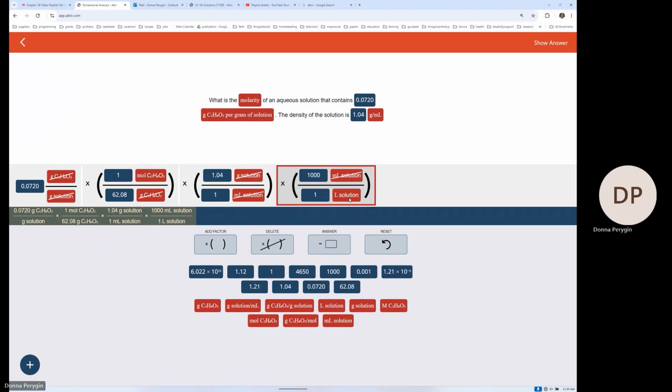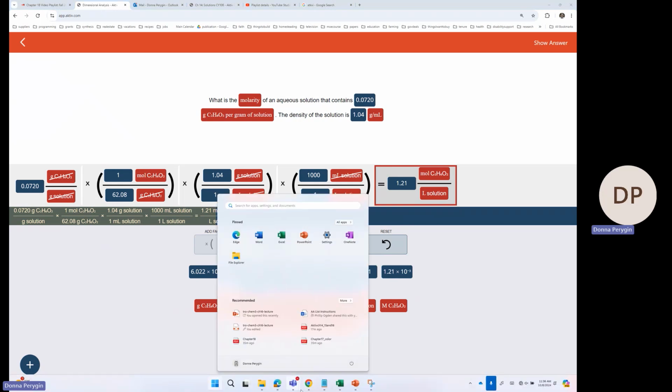All right, and that's going to be equal to 1.21 moles per liter, or molar works too. Molar. And when I pull that in, that just gave me moles per liter for our molarity, and that's what we were looking for.